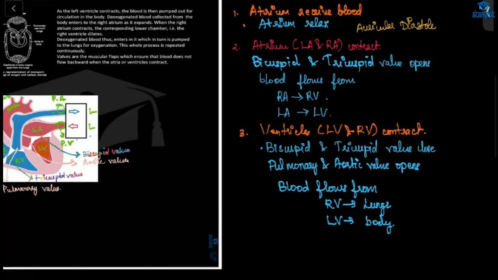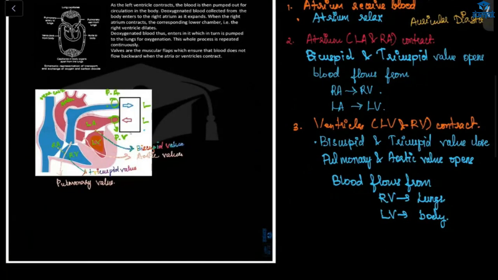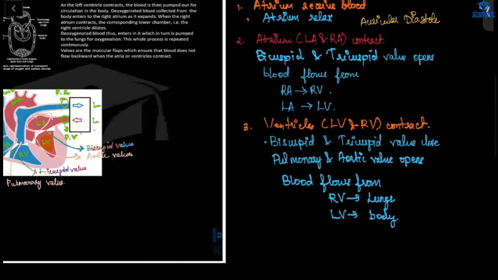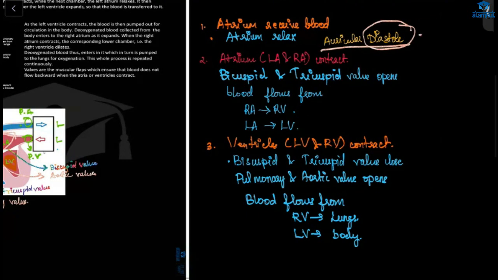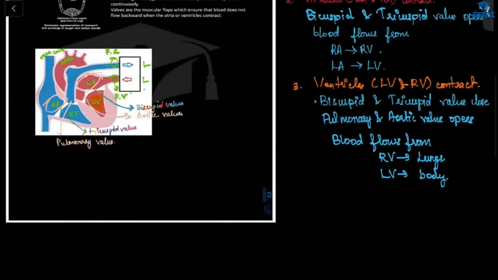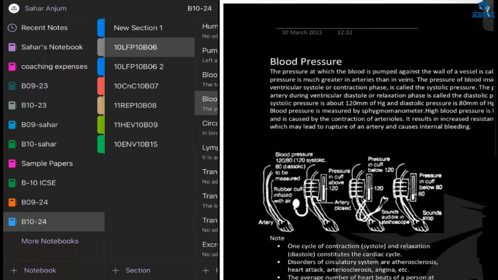Now let's see why the heart beats. The first thing is these are the atria, the left atrium and right atrium. When it receives blood, what happens? The atrium will be in a relaxed state so that the blood can come in. This is called auricular diastole. Diastole means relaxation.